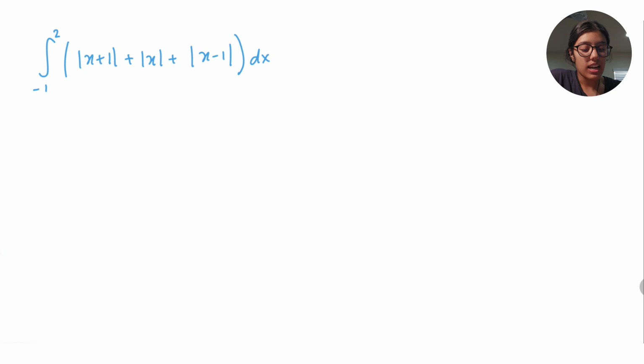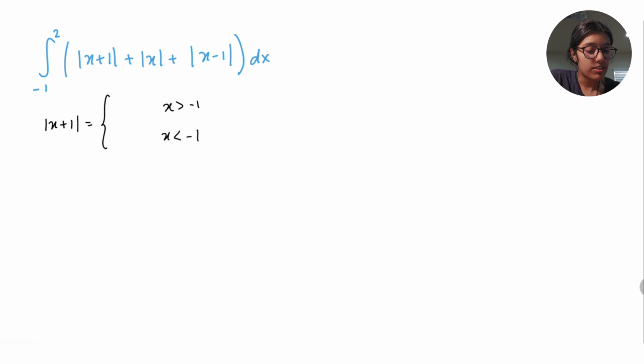And whenever I see absolute value, I always know that I have to break it apart into a piecewise function. So we have to do that for each and every one of these absolute value expressions. Let's start off with the first one, x plus 1. I'm going to break this apart into two expressions: one where x is greater than -1, and the other where x is less than -1.